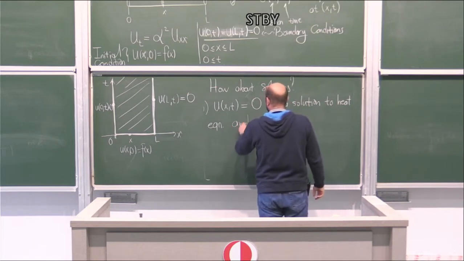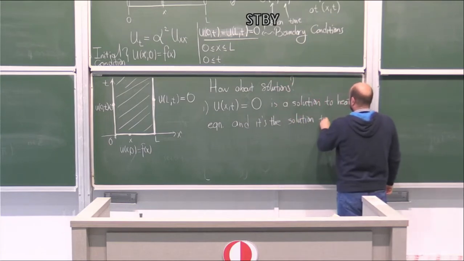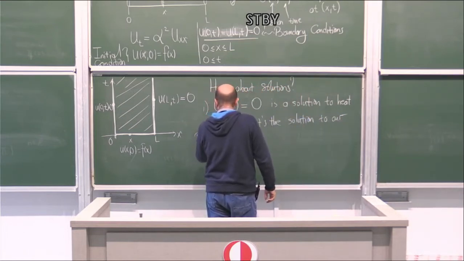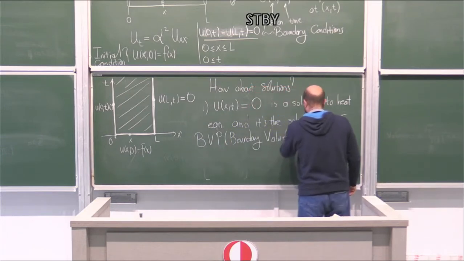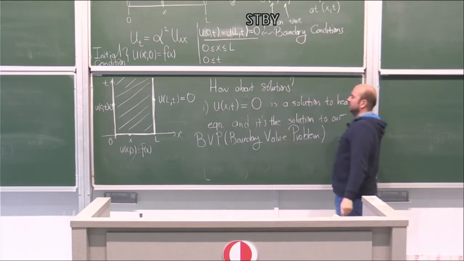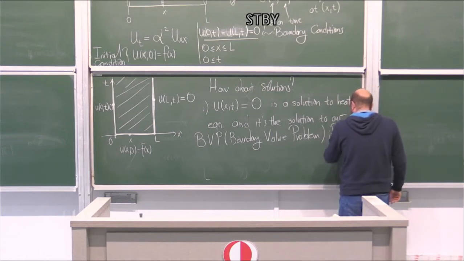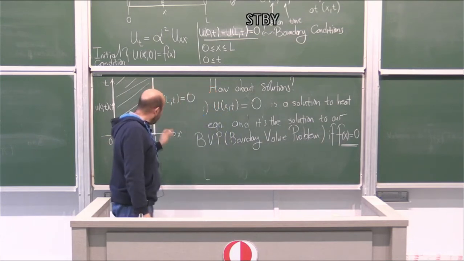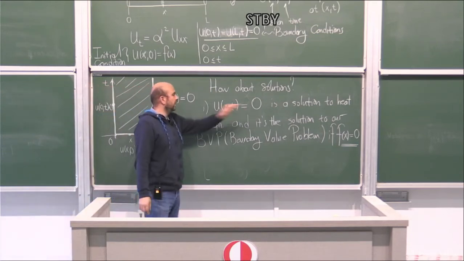And it is the solution to our boundary value problem, BVP, if the initial temperature is zero. So if f of x were zero, it's the solution. In that case, we know the solution. But if this f of x, the initial temperature, is not zero, of course, this won't be a solution to your problem anymore.